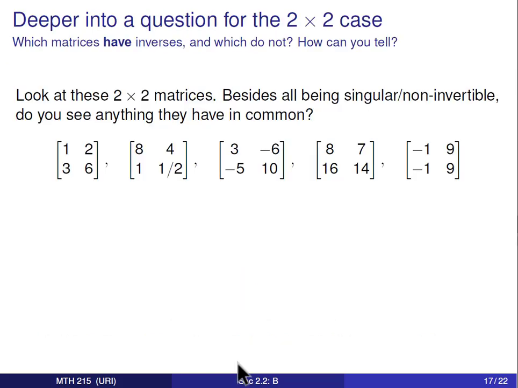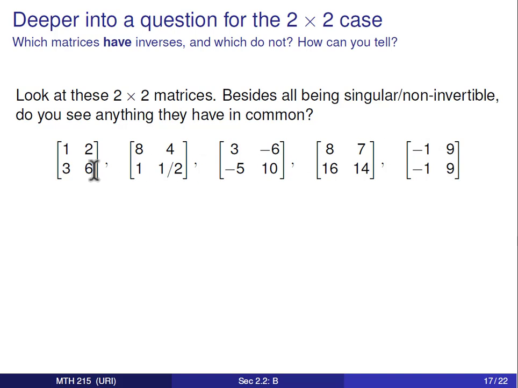Let's practice using that theorem in a few other situations. So taking a look at these 2 by 2 matrices, can we dig deeper into which ones do not have inverses? Is there anything you can tell just by looking at them? We do know that finding the determinant to be 0 is an easy way of deciding that these are all non-invertible matrices, or that these are all singular matrices.